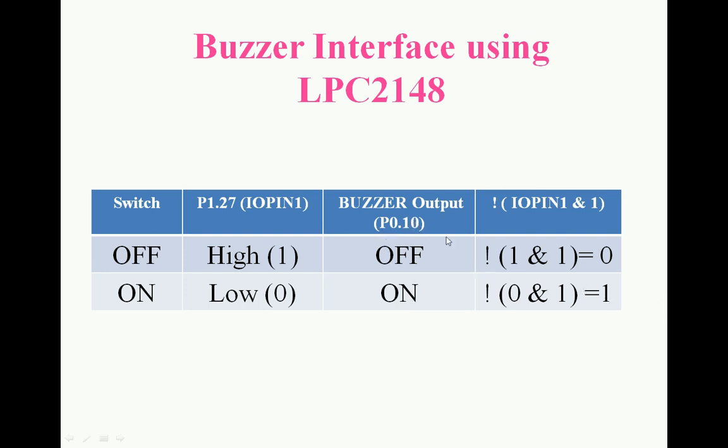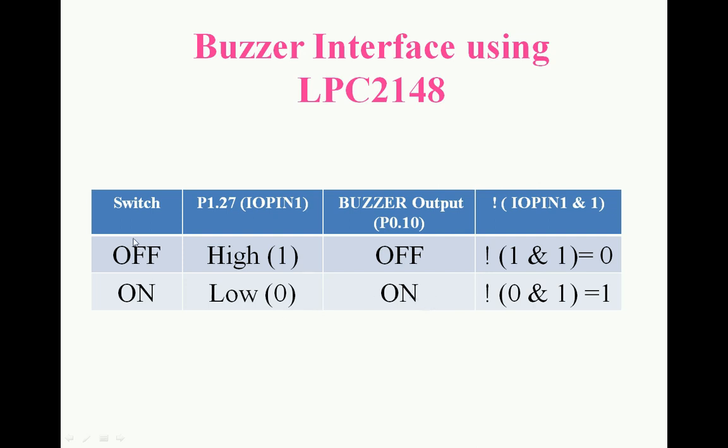How are we producing the P0 10th pin as 1? By providing the IO pin 1. IO pin 1 means the P1 27th pin is low whenever the switch is on. So that 0 is ANDed with the 1 here. So when 0 and 1, not of (0 and 1) is equal to 1. So when the switch is on, the output P0 of 10 is 1 here. We are passing this to the buzzer.